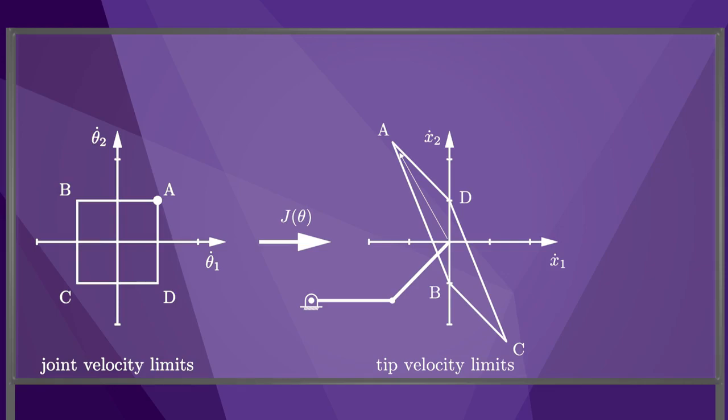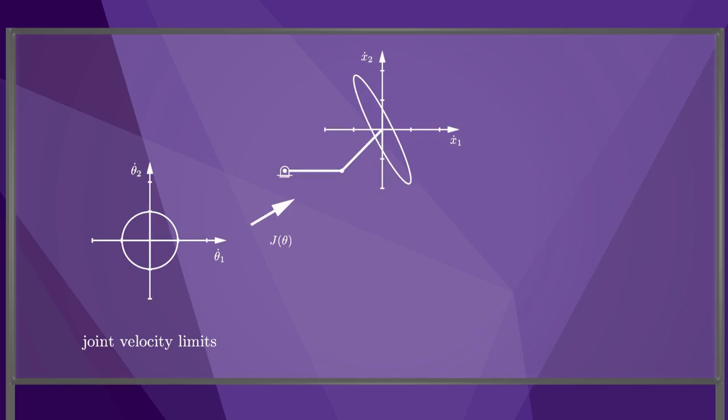Instead of a square of possible joint velocities, it is common to consider a circle, or more generally a sphere of possible joint velocities. This maps through the Jacobian to produce an ellipse, or more generally an ellipsoid of possible tip velocities. This ellipsoid shows that the robot can move fast up and to the left, but only slowly up and to the right.